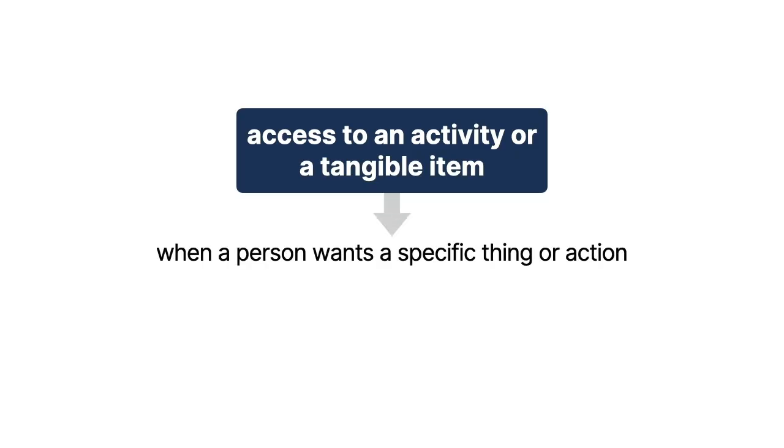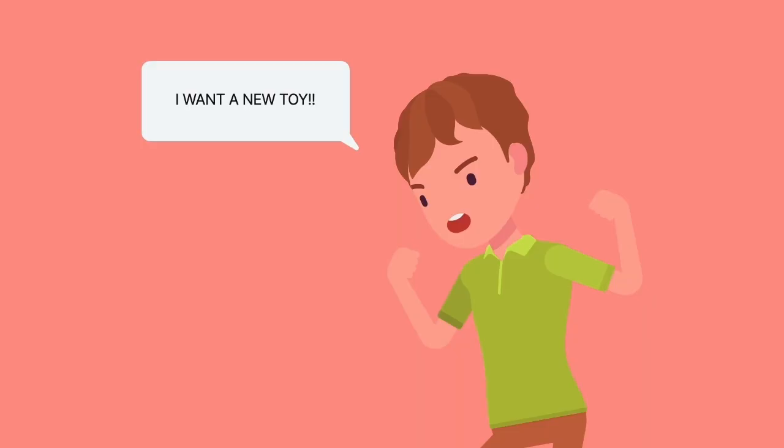Access to an activity or tangible item is when a person wants a specific thing or action. For example, a child who has a temper tantrum because she wants a toy. If the toy is provided, the tantrums are encouraged and will continue. If the child does not get the toy, they are less likely to tantrum for the toy later.